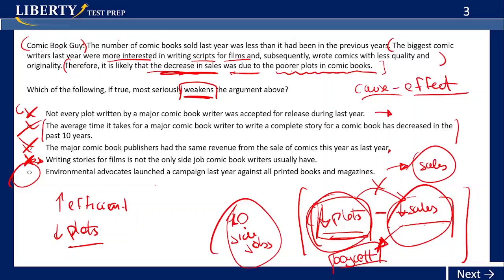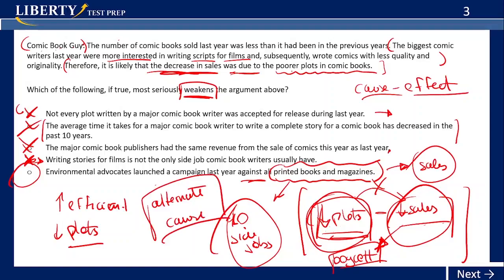You have the environmental advocates and they are launching a campaign against, they're boycotting basically all printed books and magazines, which of course comic books fall into this category. So it might be because of this boycott that the sales have decreased, and actually it has nothing to do with the plot or with the decrease in the quality of the plots. Okay, so that's what we call an alternate cause.